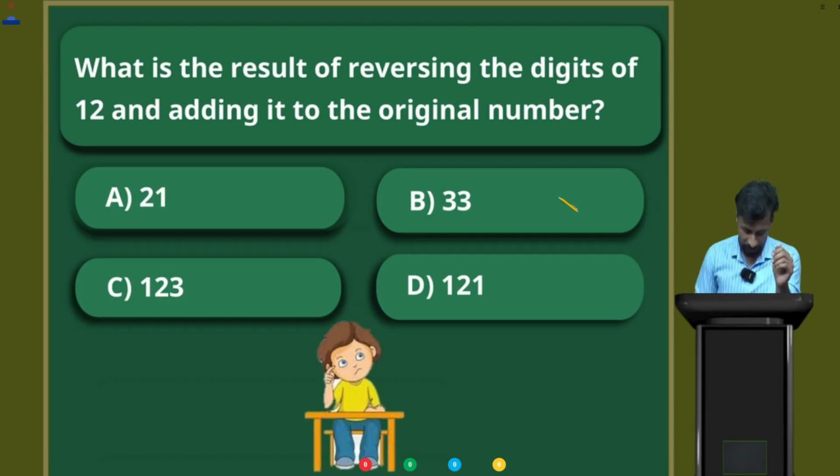I'm giving you many hints. Now I'm giving you 45 seconds of time. In that time you have to answer properly, using your rough devices. Go ahead, students. I need the correct answer. I have given you a large amount of hints. What is the result of reversing the digits of 12 and adding it to the original number? 10 seconds more, students. Answer it properly.